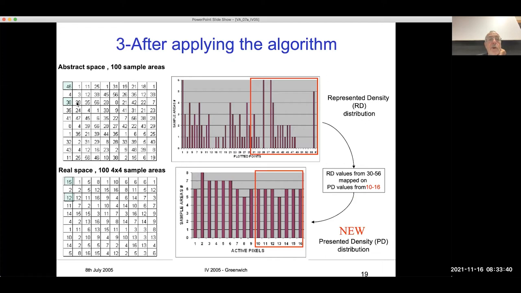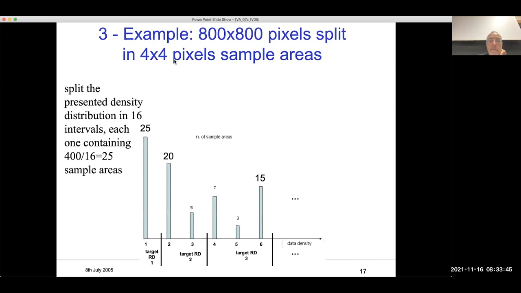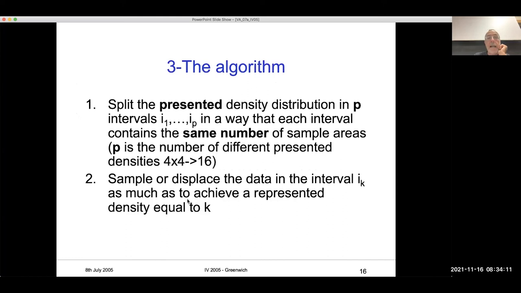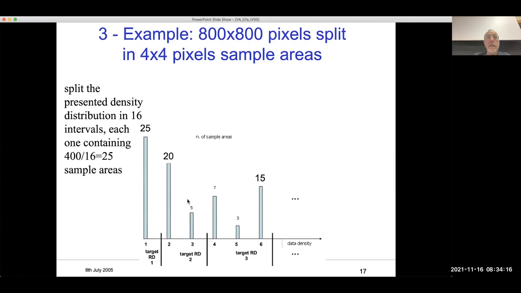And this was the task. We made the decision of preserving density differences, neglecting the magnitude of such differences. We can have a totally different task, trying to preserve that intensity. And this is a totally different task. Here the idea is to present as many differences as possible. So in some sense, we are lying to the user because we are altering the data. But we will see today and in other classes that the distortion is a very good idea in some cases.